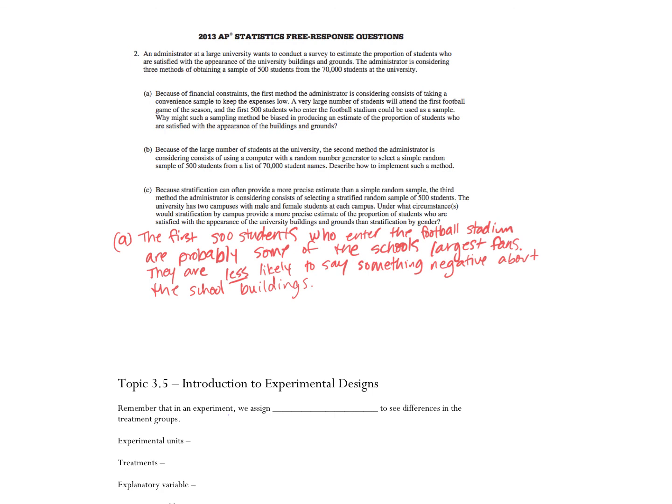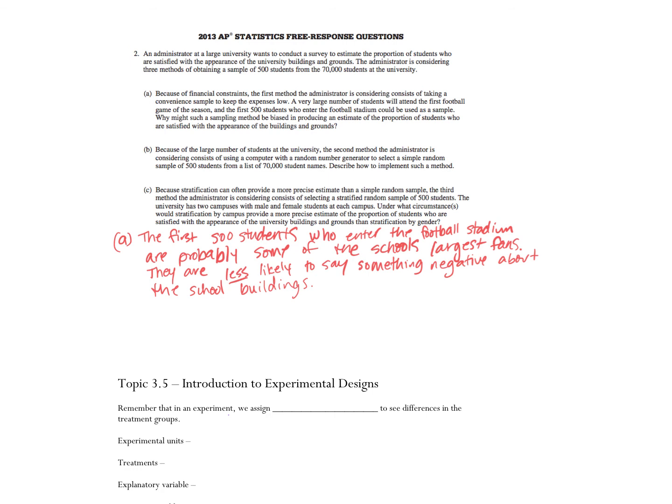Is this okay? Wait, so the AP exam had this question on it. This was an AP question from the 2013 test. Somebody said, well, the people who get there early are going to dislike it. Would that get a P? If you said the people who get there early are more likely to be from the visiting team, because home team people have their own pregame rituals, and because they're from the visiting team, they probably have more negative opinions of the school building. And they'd be chill with that? They'd be chill with that. They would be fine with it.